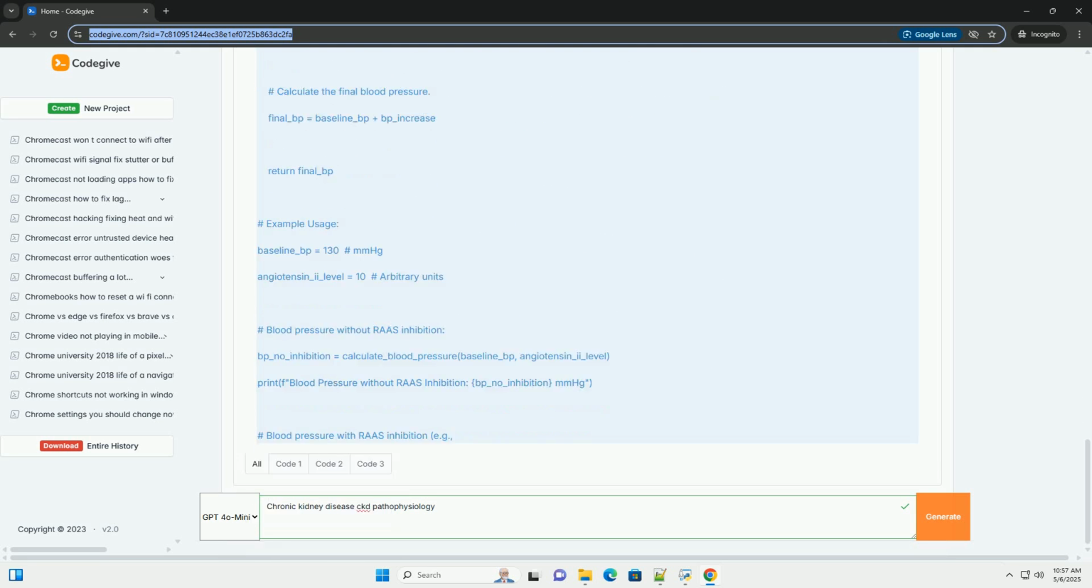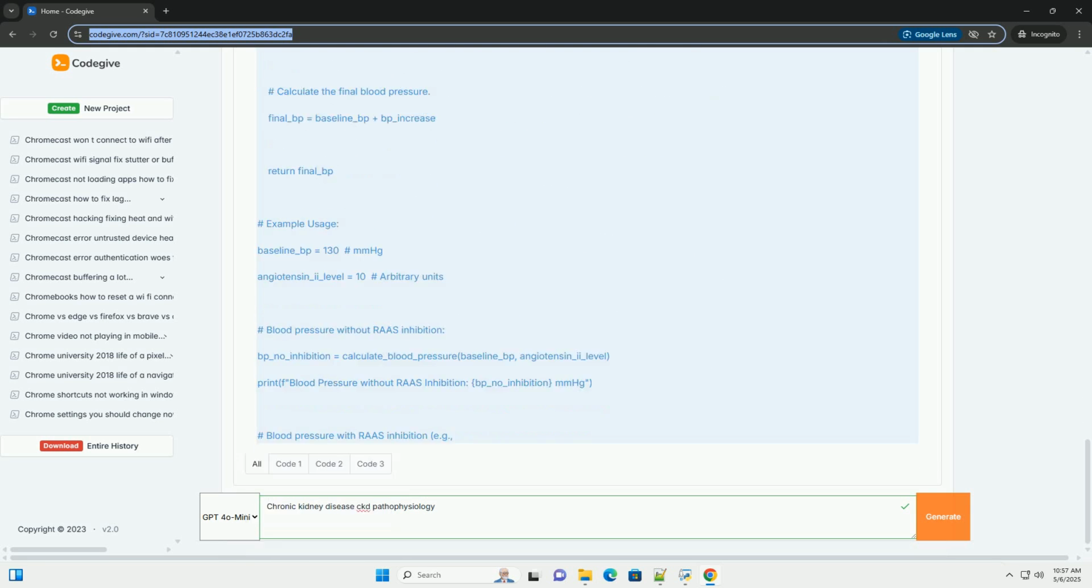Explanation. The calculate_PTH_level function estimates PTH levels based on phosphate levels and kidney function. This model shows how phosphate retention, due to impaired kidney function, stimulates PTH secretion. Chronically elevated PTH leads to secondary hyperparathyroidism and bone disease. This is a highly simplified model. PTH regulation is extremely complex, involving calcium levels, vitamin D, and other factors.